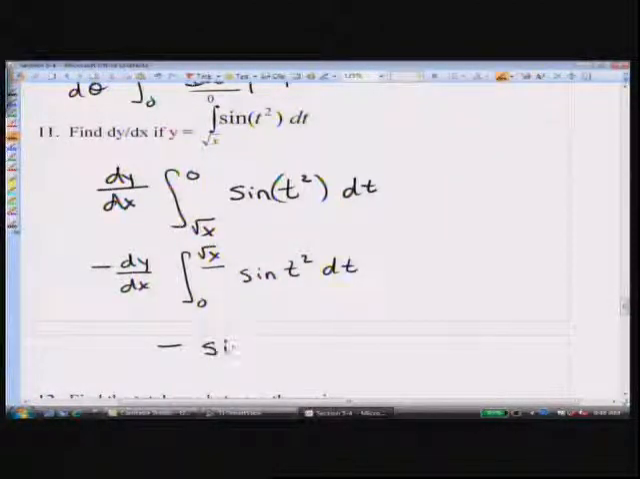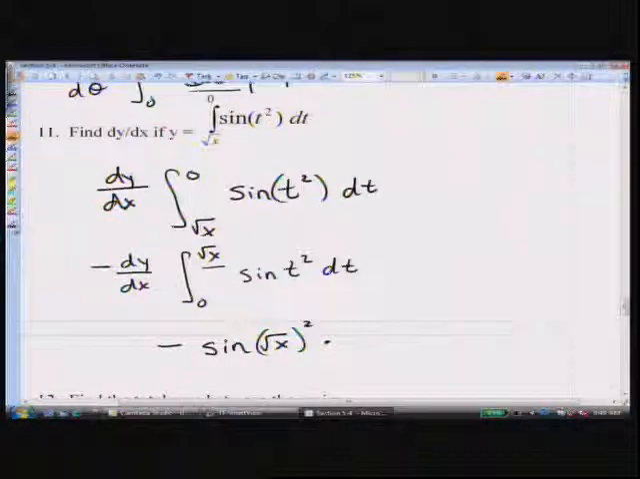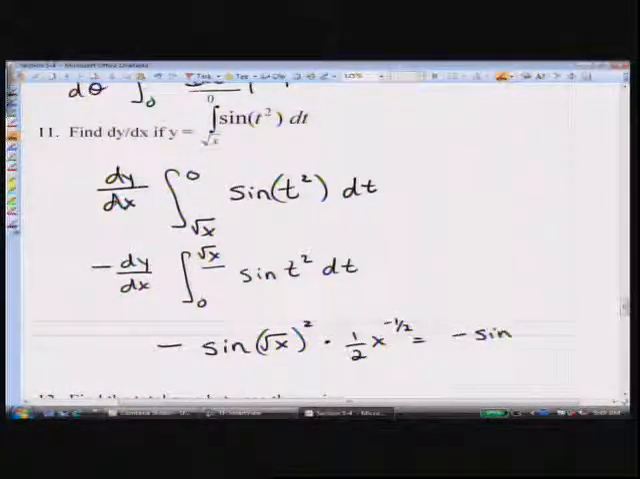So this is the sine of the square root of x squared times the derivative of the square root of x, which is 1/2 x to the negative 1/2. And so this works out to be negative sine x squared over 2 times the square root of x. Not x squared, just x, because the square root of x squared is just x.